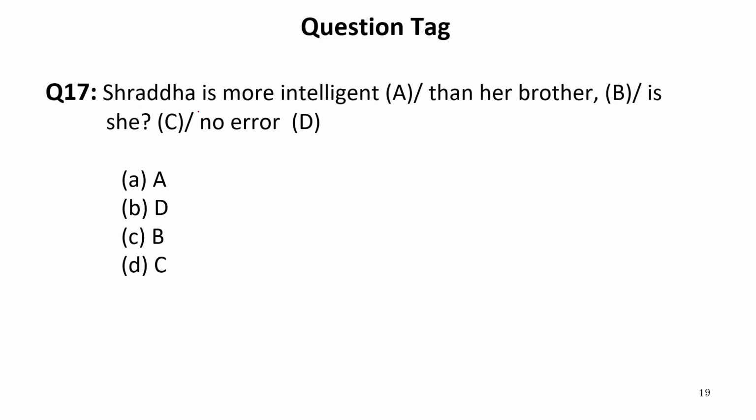In this case, the first sentence is written in assertive form or declarative statement, that is a positive statement. So the question tag has to be negative. Shraddha is more intelligent than her brother, isn't she? Now this is should be replaced with isn't she. Because the statement given is positive, the question tag has to be negative.